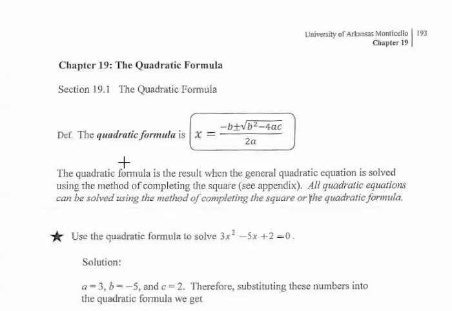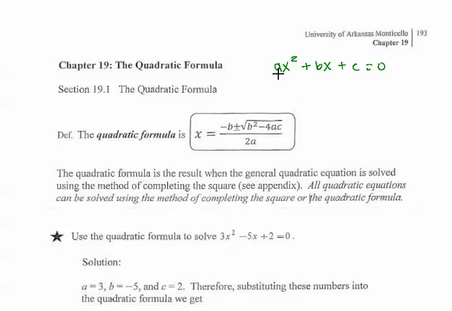Chapter 19, we're going to be talking about the quadratic formula, and it's appropriate that this chapter follows chapter 18, where we talked about completing the square. The particular type of equation that we were solving from the previous chapter in standard form was the quadratic equation, and it can be written in general as a times x squared plus b times x plus c equals 0.